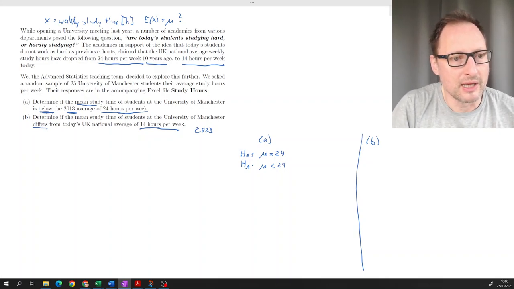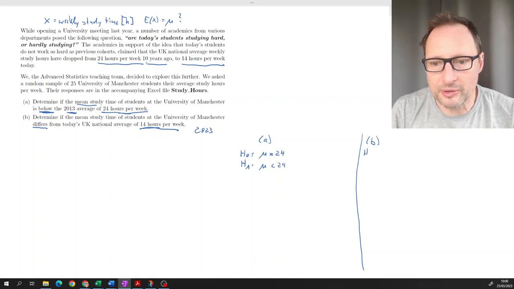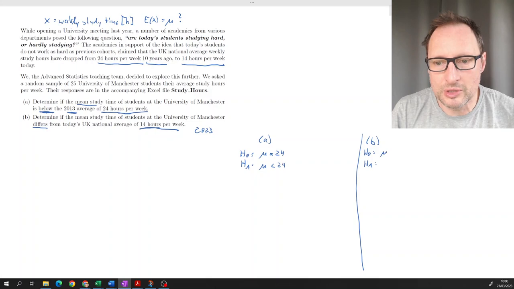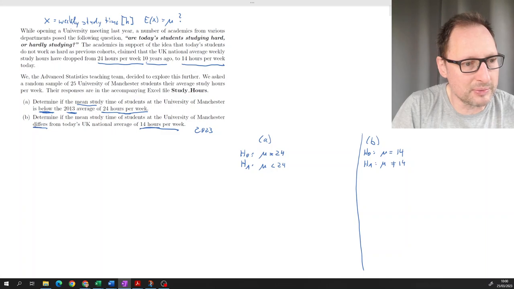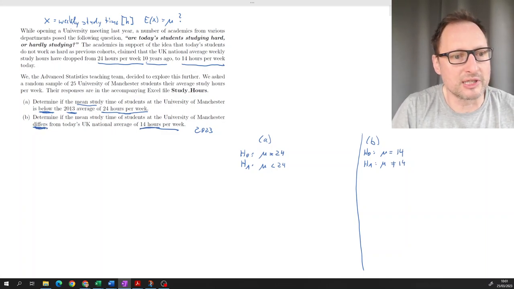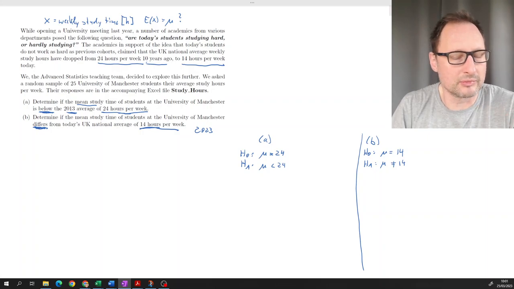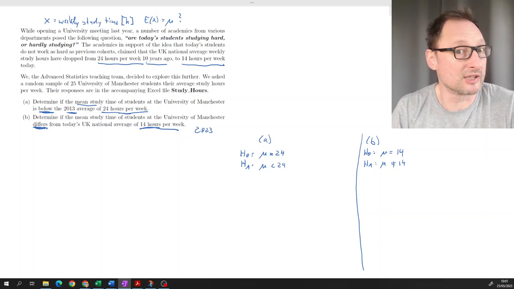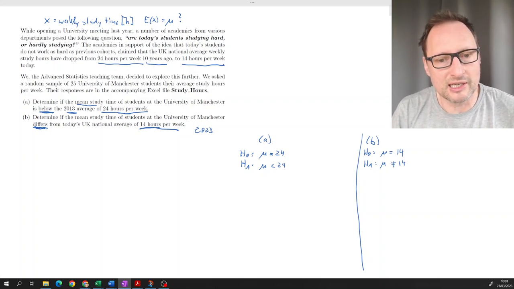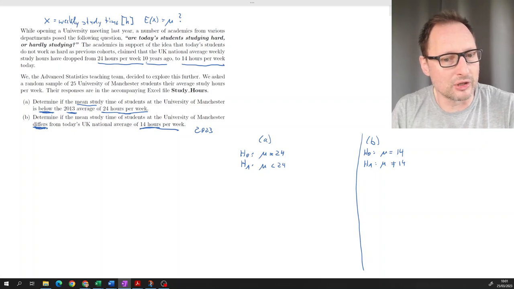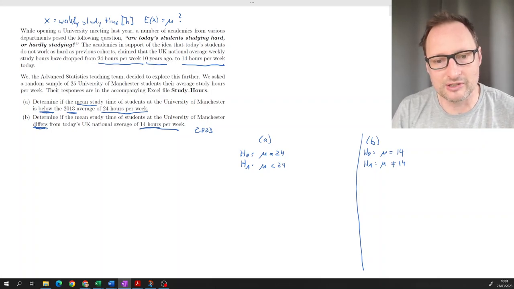What about part B? Here, the null hypothesis is that the mean mu is equal to today's average of 14 hours, and the alternative is that it is unequal to 14. Why is that? Because here we say in B, it differs from today's national average. So it's not a question of is it larger or smaller, it's just is it different. So B is what we call a two-tailed test, A is a one-tailed test, in particular, because in the alternative we are looking at smaller than, a left-tailed test.